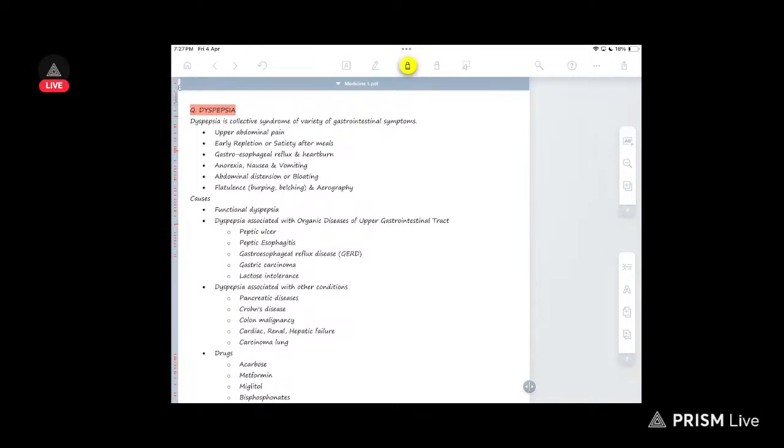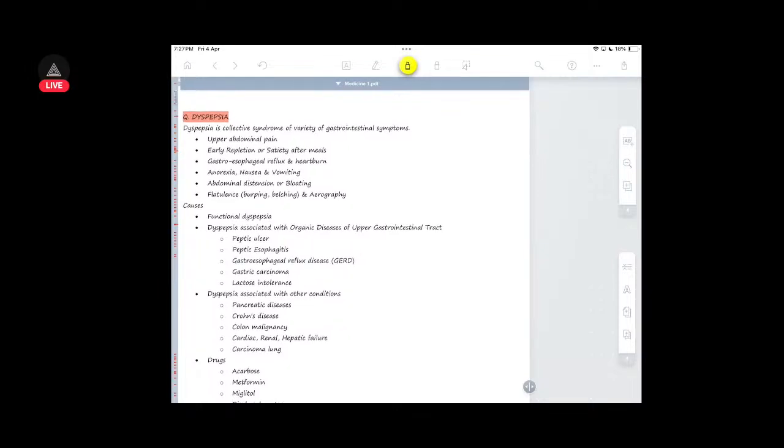Dyspepsia. Dyspepsia is a syndrome of a variety of gastrointestinal symptoms. You have upper abdominal pain, in which there is early satiety after meals. You have GERD and heartburn. You have anorexia, nausea, and vomiting. Abdominal distension or bloating can be seen. Flatulence, burping, belching, aerophagia can be seen.